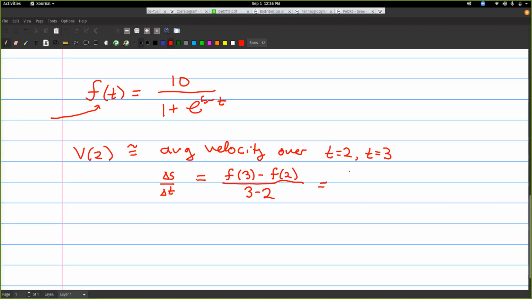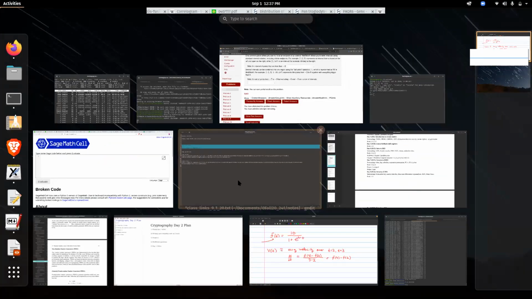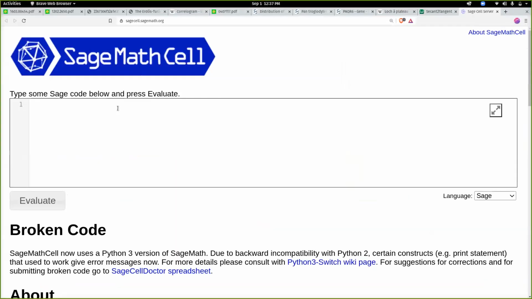So according to this plan, we're going to get the average velocity over this time interval, and it's just going to be basically f of 3 minus f of 2. And you can compute that according to your favorite method. But the method that I'm going to use is this Sage cell thing, because I find that it saves a lot of time. So I'm going to do 10 divided by 1 plus the exponential function 5 minus t. Or sorry, I think it has to be x here.